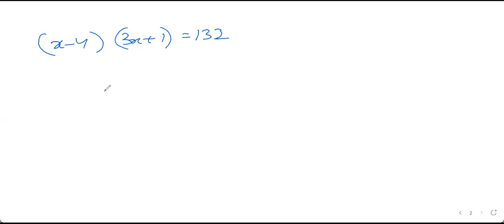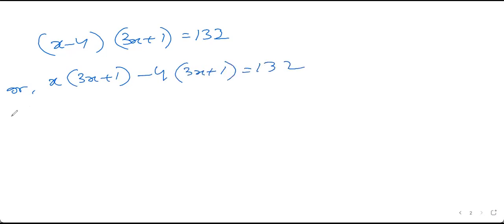Now you see, this is very much a quadratic equation. Not in the general form, but a quadratic equation. So if we can convert this into the general form, then we can choose whichever method we want to use: factorization, completing the squares, or the discriminant method to solve. So how? If we multiply, X multiplied by 3X plus 1, minus 4 multiplied by 3X plus 1 equals to 132. Or tell me what will happen if you multiply X with 3X plus 1?